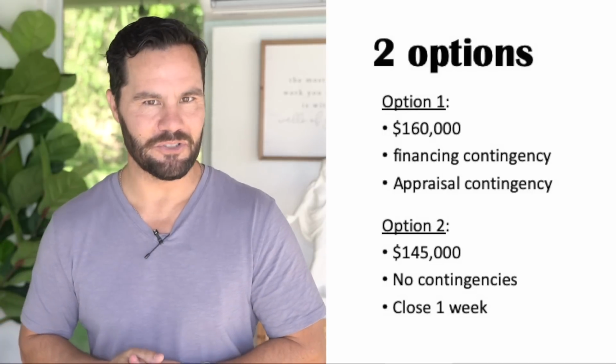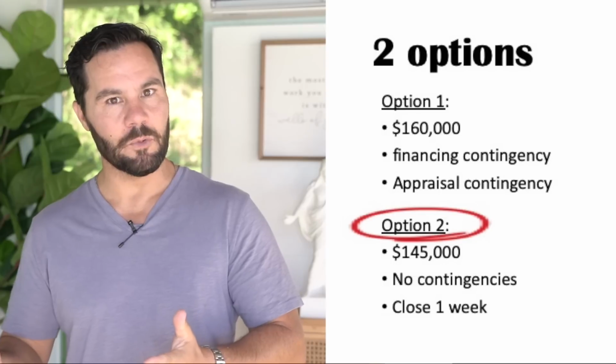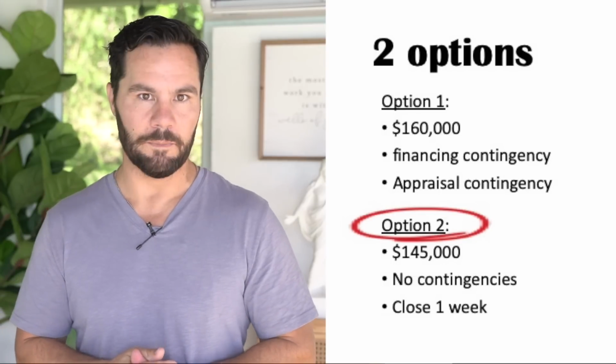Which offer do you think the seller chose? The cash offer, which was $15,000 lower. Why? Because of the speed and convenience and certainty that cash provides.